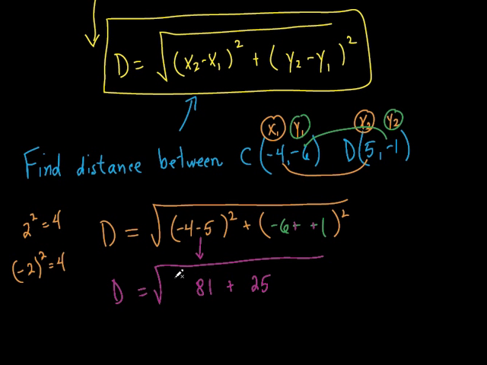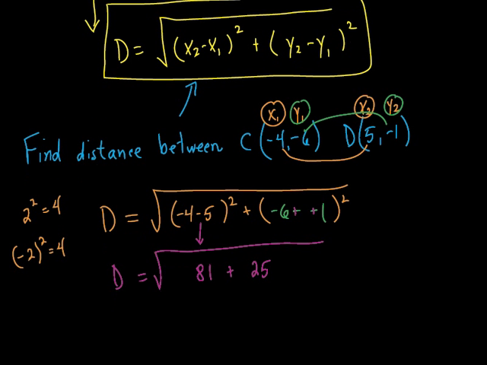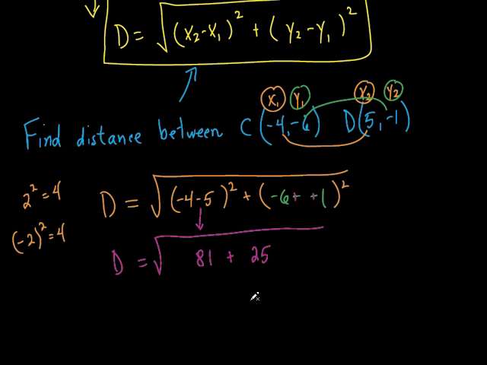Notice that I will never get a negative inside of this square root right here, because I've squared both of these, so it'll always come out positive. This is always going to be plus, and so I'm good to go. And so what do we get here? That's 106, I believe. So it's the square root of 106.